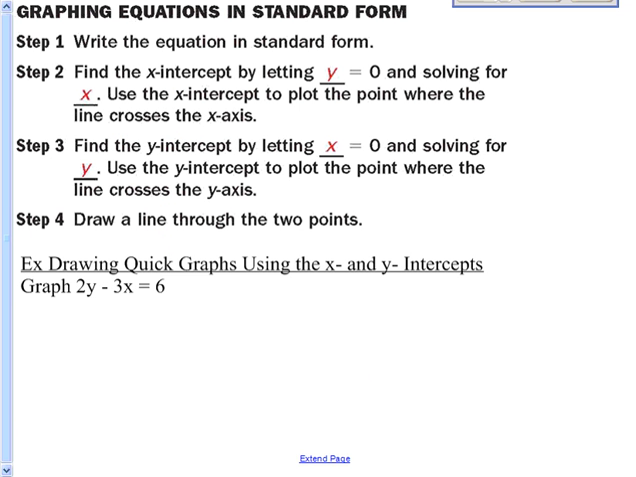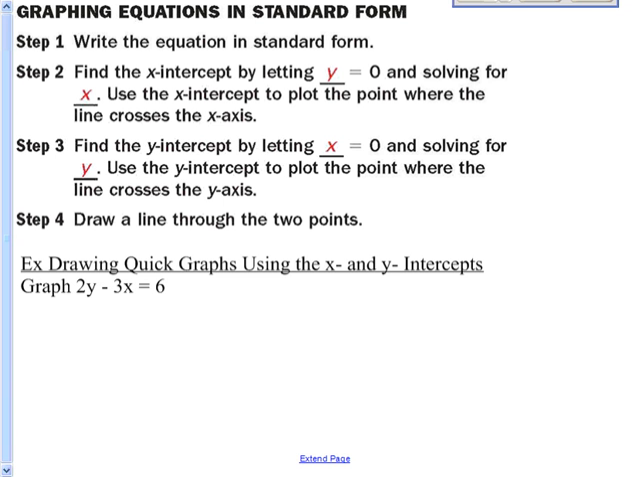That was a nice review of your slope-intercept form here. Now, how about your standard form? Okay. Number 1, make sure that this thing is in standard form. Number 2, find your x-intercept, and to find an x-intercept, you let y be 0. And then find your y-intercept, and then draw a line through the 2 points.